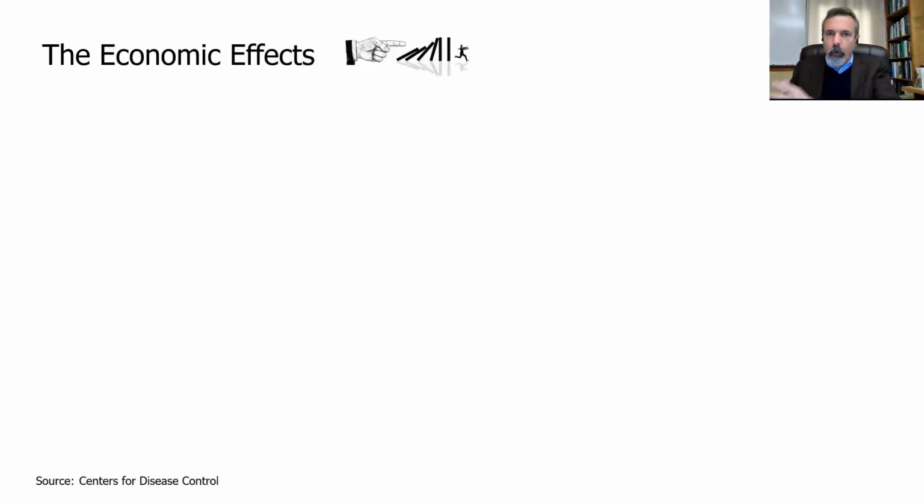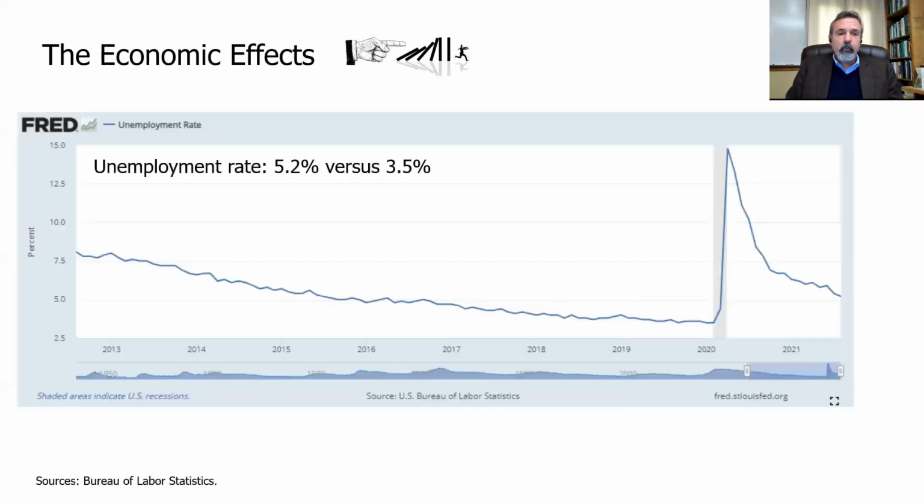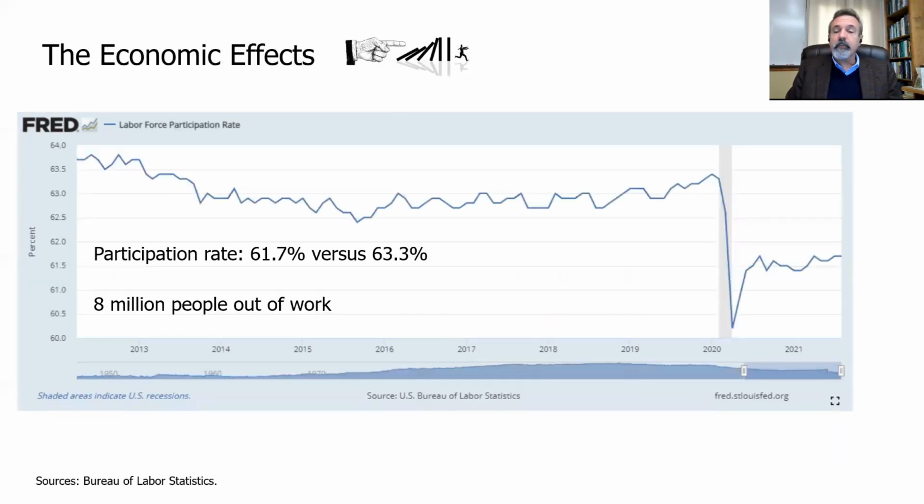So that's kind of what's going on in terms of the information, in terms of the media and the policy responses. And all of this ends up having an economic effect. And so the question is, what is this? Well, first off, our unemployment rate jumped from 3.5% to over 5%. Our participation rate, which is a number you're probably not aware of, is the fraction of working age people who are actually looking for work. And that dropped significantly. And if you let all the dust settle, that's about 8 million people out of work.